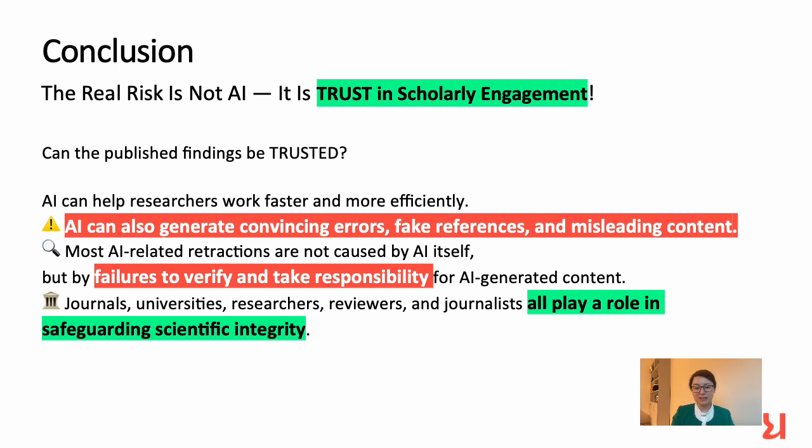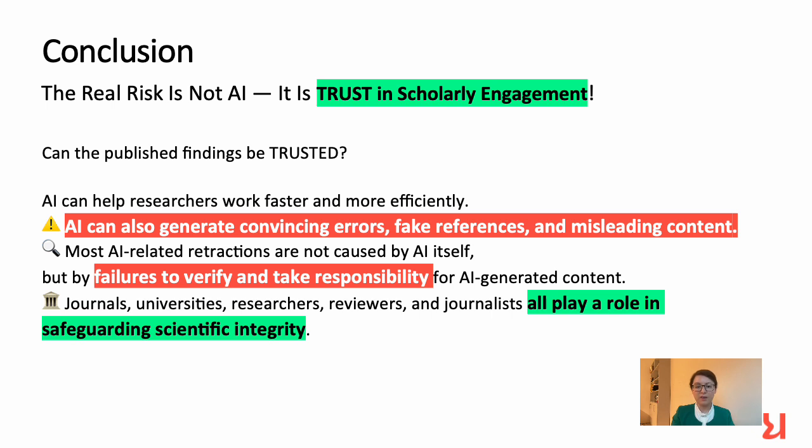The technology itself is neither honest nor dishonest. It simply produces outputs. The responsibility for those outputs remains entirely human. That is why the most important safeguard in scientific publishing is not a software tool, an algorithm, or an AI detector. It is a culture of research integrity.